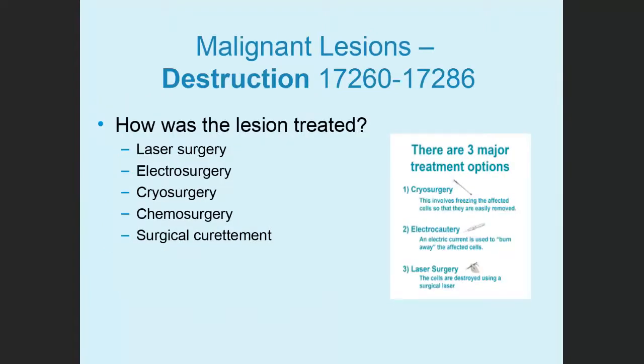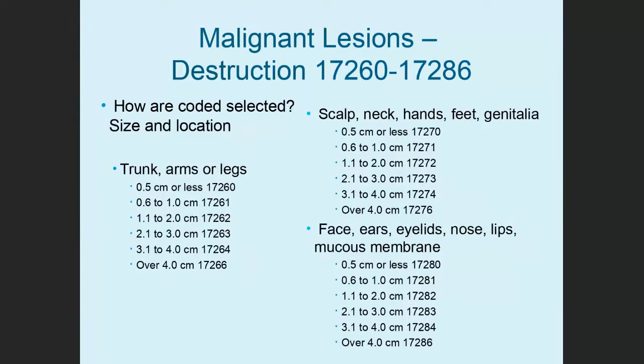So let's look at destruction of malignant lesions. Destruction may be done by laser surgery, electrosurgery, cryosurgery, chemosurgery, and surgical curettement. So how are codes selected? Again, by size and location. The categories are the same as the previous ones, as are the sizes. You can see that mucous membrane is back in the face, ears, eyelids, nose, lips section.